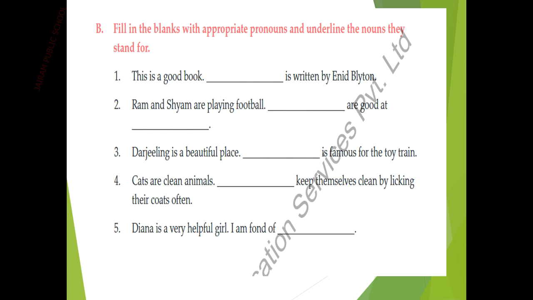Go to the fifth one. Diana is a very helpful girl. I am fond of dash. In the first sentence, Diana is the name of a person, which is called a noun. Diana is a girl, so instead of Diana, you should use her. So the answer is her.